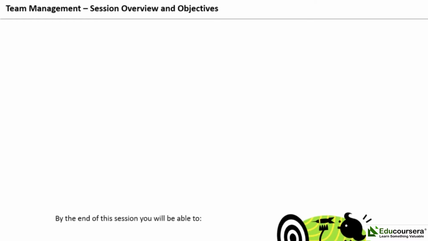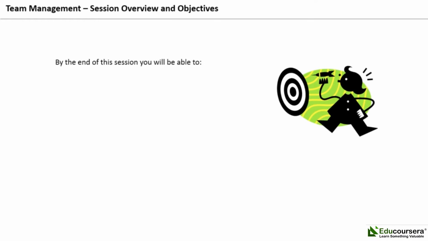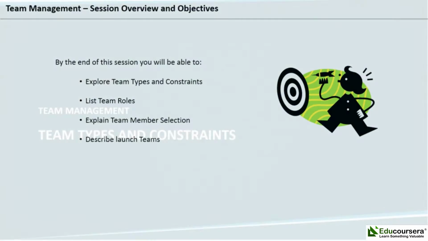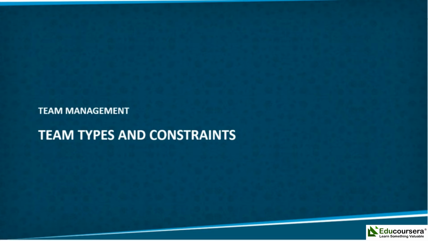Team formation, session overview and objectives. By the end of this session, you will be able to explore team types and constraints, list team roles, explain team member selection, describe launch teams. Team types and constraints. Team management, team formation and types continued. Team formation.